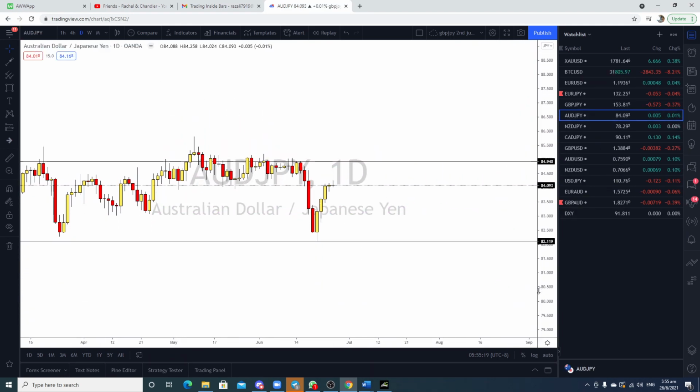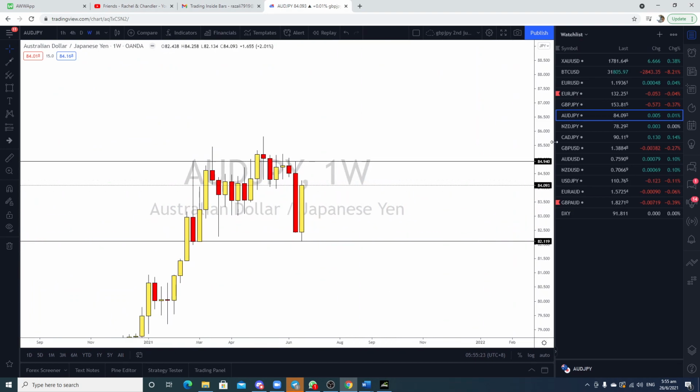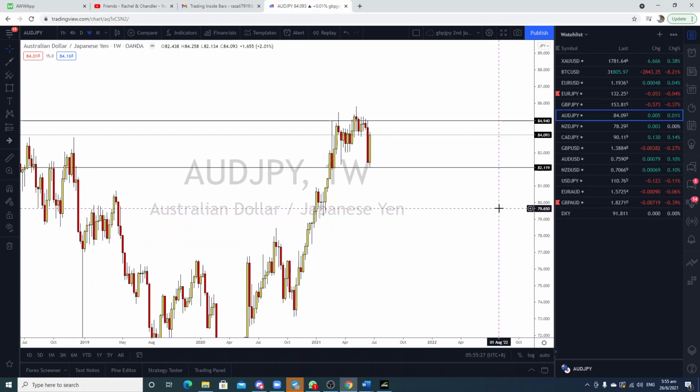Let's see the weekly close. Same story. The most yen pairs in my view for the next few weeks, right? To me, the better risk reward is to go short.